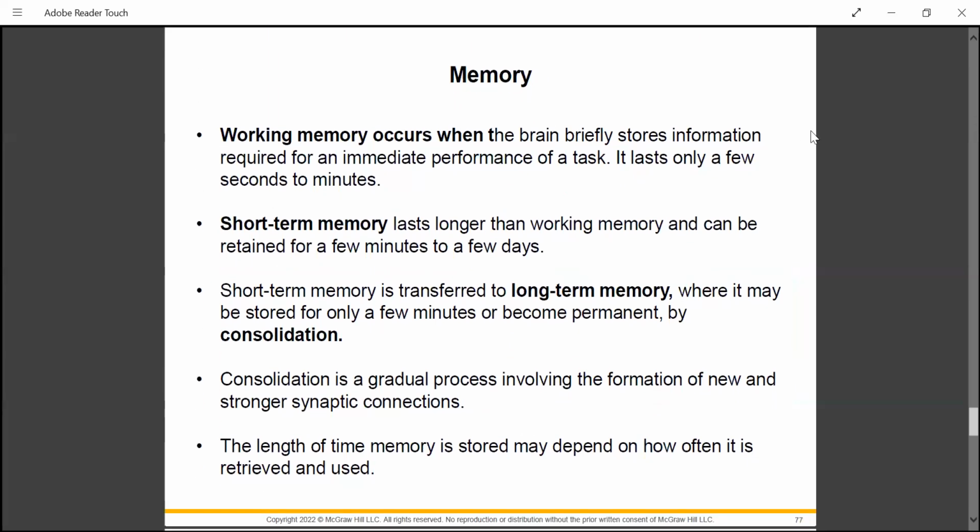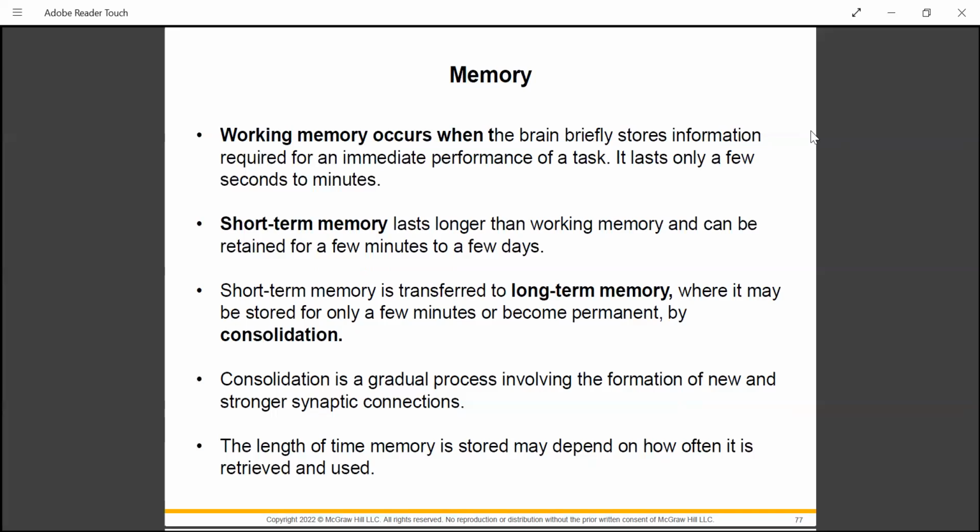All right, one of the last concepts that we're going to touch on is memory. We have a few different types of memory. Working memory is when our brain is going to briefly store the information for performance of a task. So we're only going to keep that memory around long enough to let us perform that task. It's only going to last a few seconds to a few minutes. This is like when you look at a telephone number that you need to call, you memorize the number real quick, you dial it, and then you're probably not going to remember that number anymore.